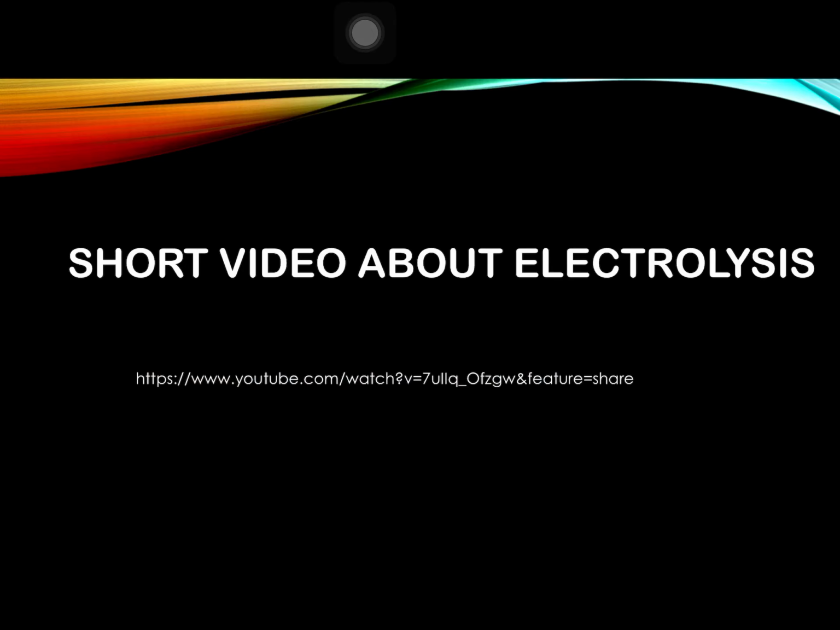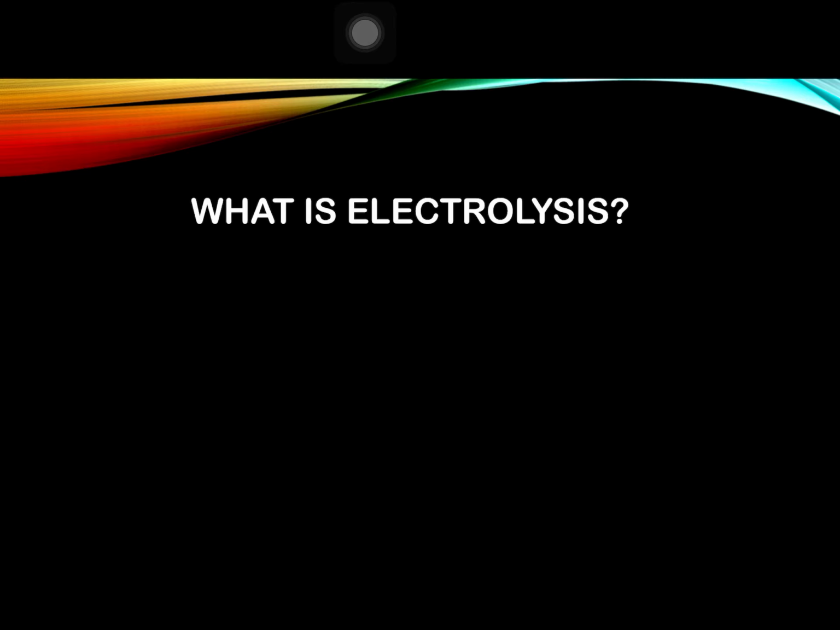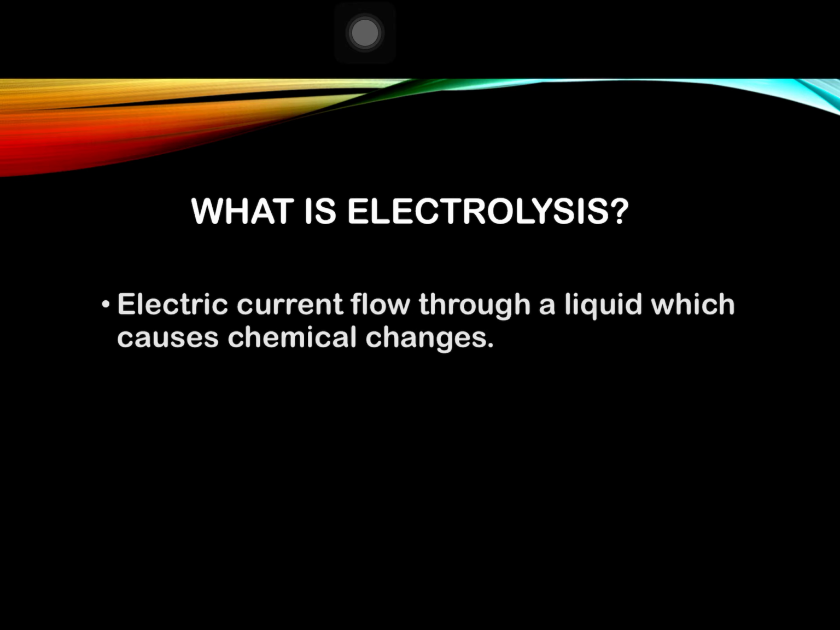Okay class, based on the video just now, do you understand what electrolysis is? Actually, if you pay attention to that video, you will eventually know what electrolysis is. Okay, so this is basically how the electrolytic cell looks like. So what is electrolysis? Electrolysis is a process that happens in the electrolytic cell. It is a process where electric current flows through a liquid which causes chemical change. So this electrolysis will occur in an electrolytic cell.